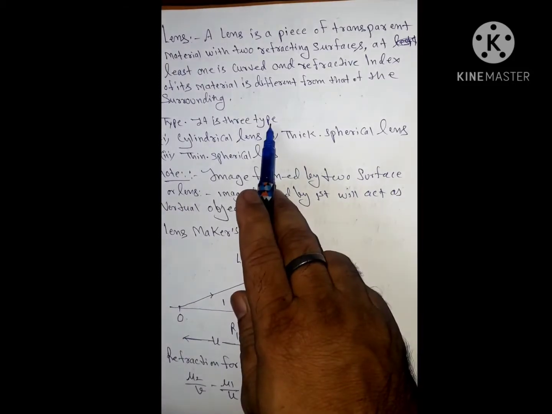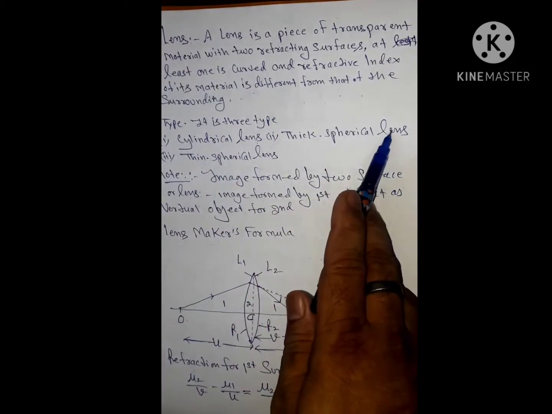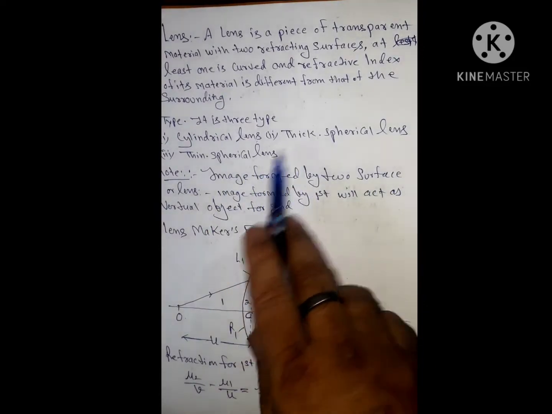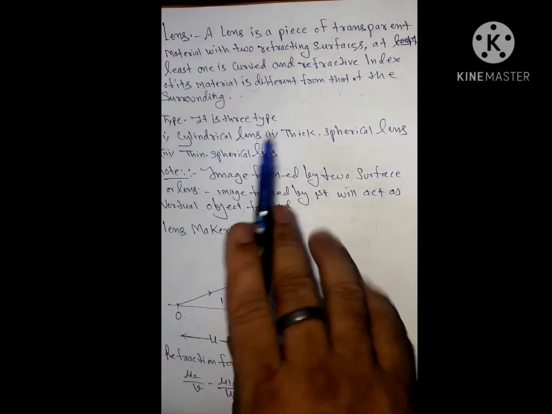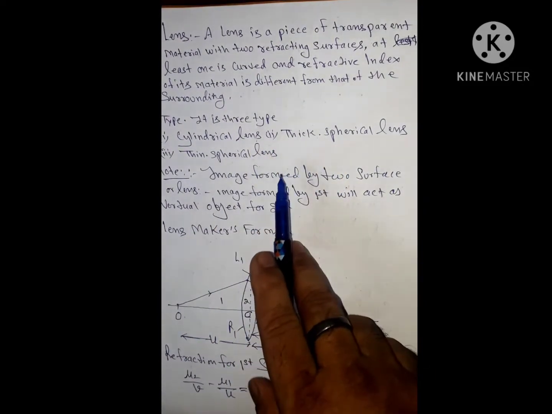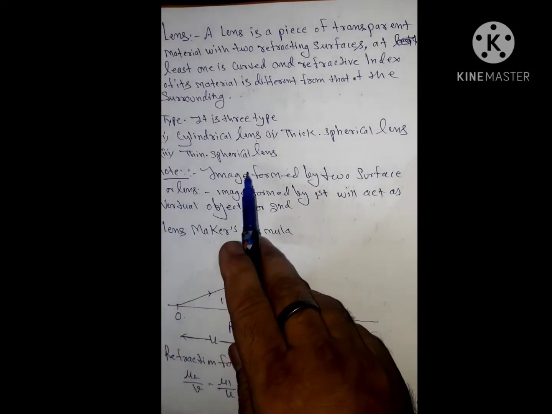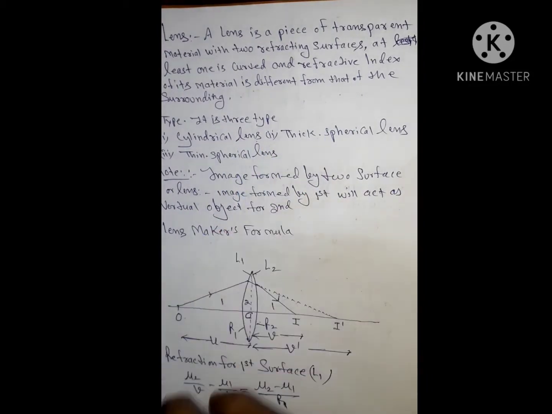Types of lens: there are three types: cylindrical lens, thick spherical lens and thin spherical lens. And the curvature of these three is cut by convex and concave. Convex and concave are not the types of the lens. They are the curvature of the lens. The actual lens types are cylindrical, thick spherical and thin spherical lens.